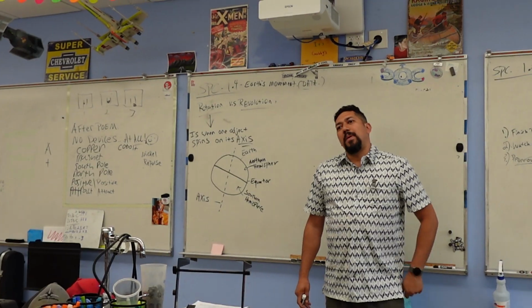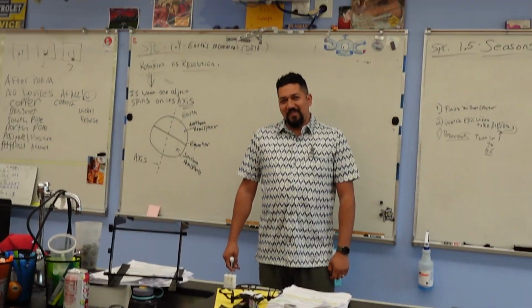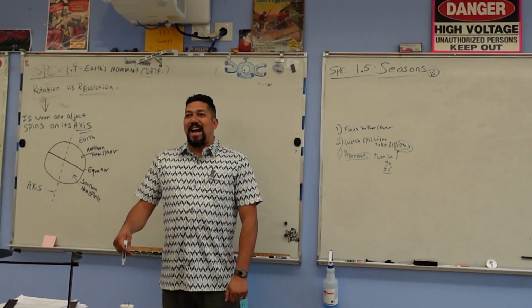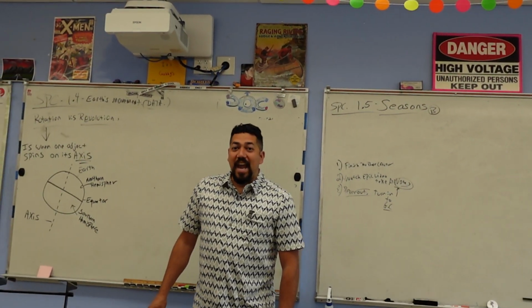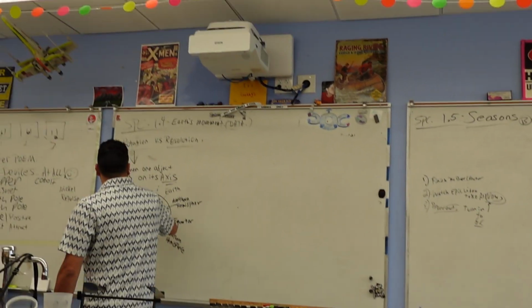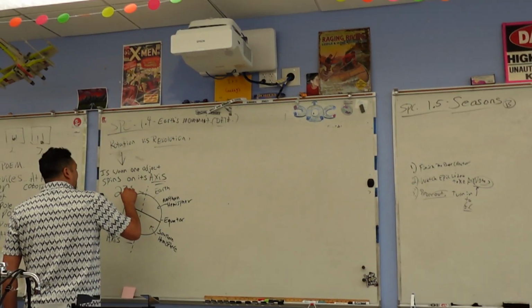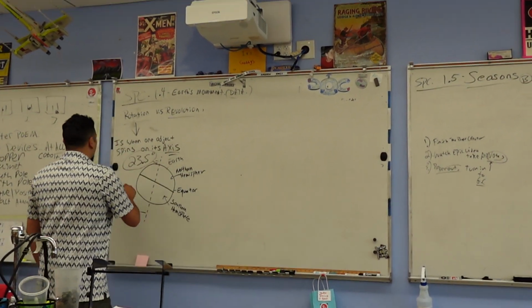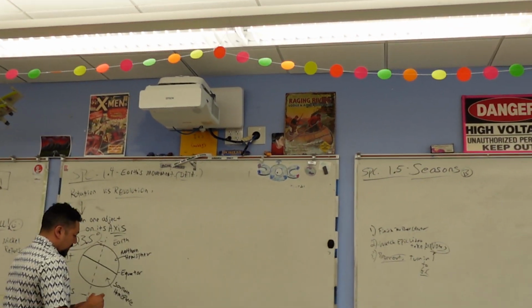Okay, people. The Earth is on a tilt. It's on an axis. There's a degree angle. That is 23.5 degrees. That's a 23.5 degree tilt.